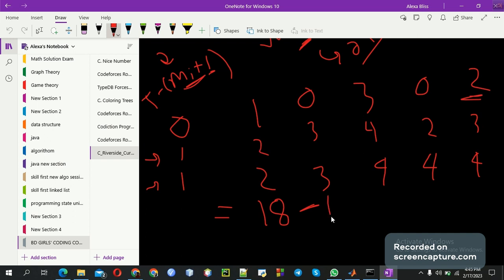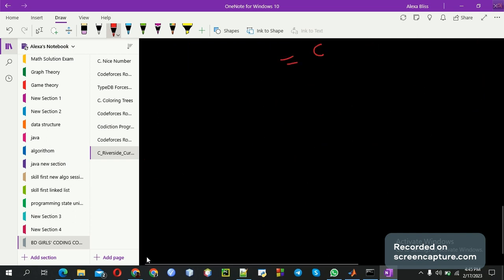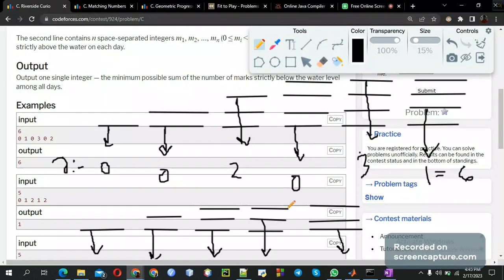So what will be the common result here? 1, 2, 1, 4, 1 and 3. So what will be the output? 18 minus 1 minus 2 minus 1 minus 4 minus 1 minus 3. This is 6. And if we use this formula for the next example, what will be the result?